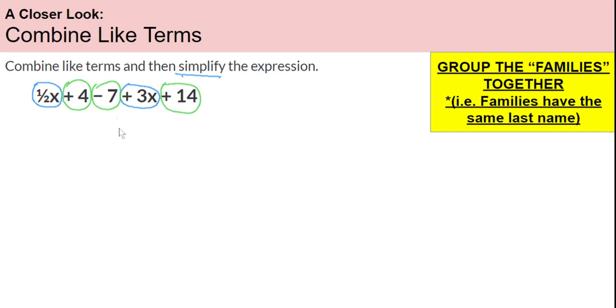Okay. So now I'm going to group my terms. I got the ones that I circled in blue and the ones I circled in green. So let's group them with grouping symbols, parentheses. I have 1/2 x plus 3x. That's my blue group, the x family. And then we can call this the no name family, right? So I'm going to add another grouping symbol. I got the +4, -7, +14.